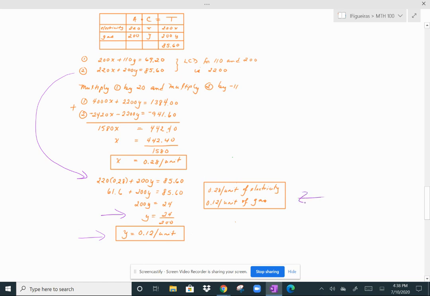So 28 cents a unit for electricity, 12 cents a unit for gas. So that's your lesson. Give the homework a try. Good luck.